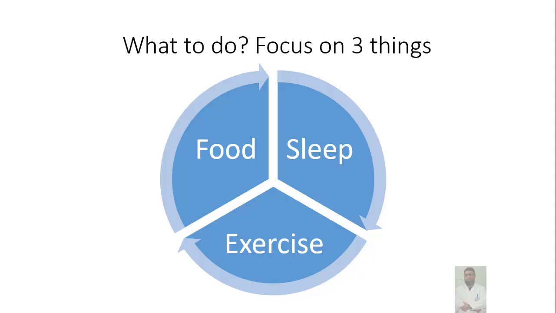So what to do if there is an increased pressure on our spine? What should we do? We have to focus on three things: our food habit, our sleep habit, our exercise habit. I'll not talk too much about the other things, but these three things are very important. If we manage these three things, we can manage our whole life. So this is not just one thing. We have to focus on these three things to lead a healthy lifestyle.